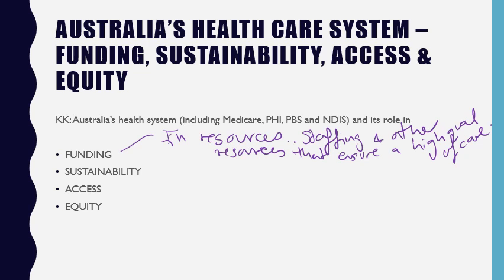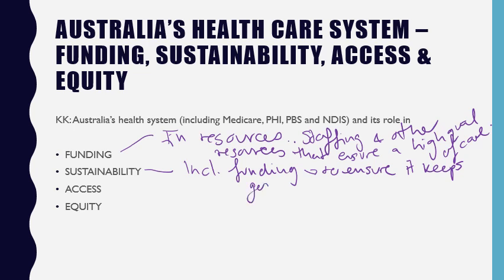It's very, very important for you to know what each of these means before you try to answer one of these questions. Sustainability includes funding. So this is how we can kind of double up on our response. It's a bit of an easier way to do it. It includes funding to ensure, like all things that are sustainable, that it is ongoing. To ensure that it keeps going and is able to be responsive to emerging needs.